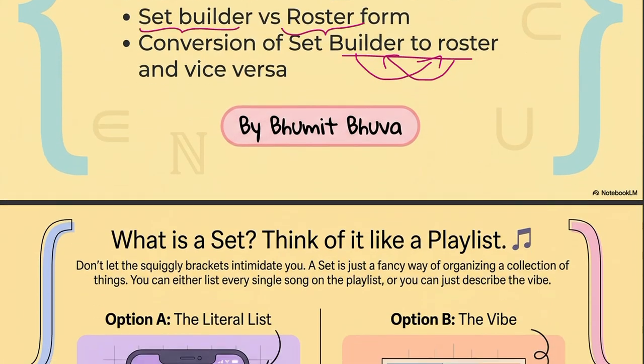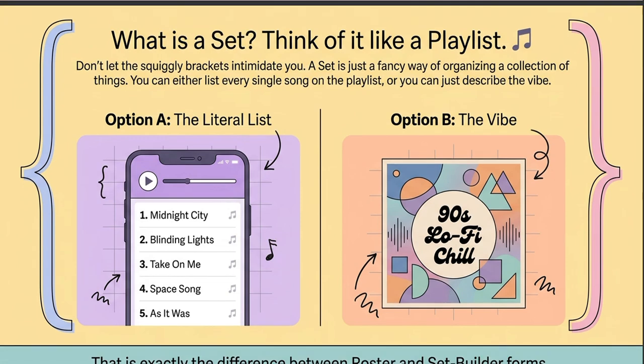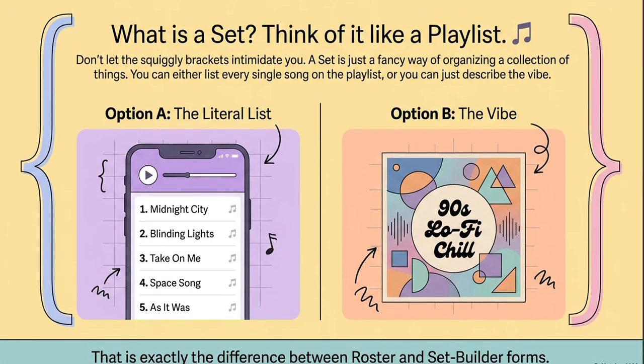So look at the difference first. We know that a set is nothing but a collection of well-defined objects. Okay. So how we are organizing that collection, based on that we have two options. Okay. So just see here, a set is just a fancy way of organizing a collection of things.